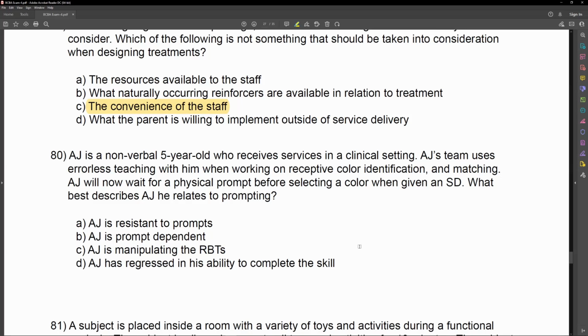What about C? AJ is manipulating the RBTs. Can we measure? Can we observe manipulation? No, we can't assume that's what's occurring. And then D, AJ has regressed in his ability to complete the skill. Well, we don't know if he ever learned the skill in the first place. There's no indication that he did. All we know is he waits for prompts to engage in the correct behavior, which most likely describes a prompt dependency.